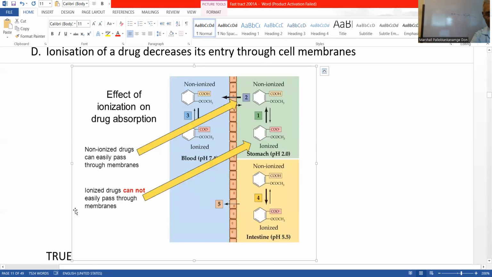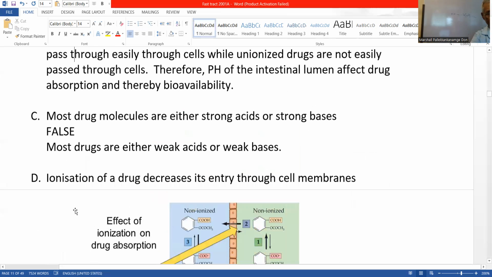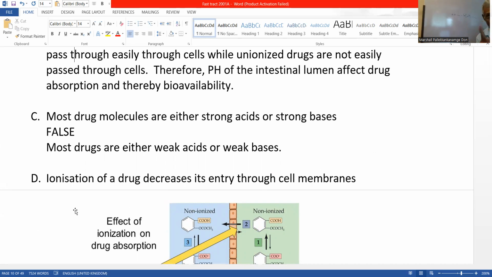Most drug molecules are either strong acids or strong bases. That is false, because most drug molecules are either weak acids or weak bases. Here the word they have used is strong. Strong acids, no, they are weak acids or weak bases.